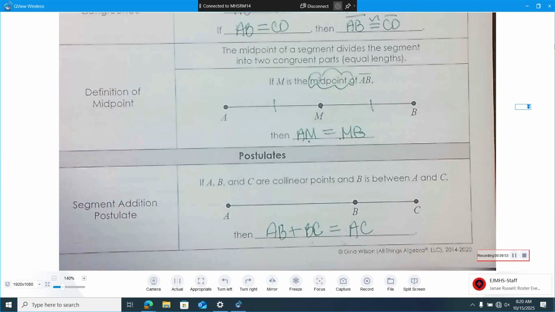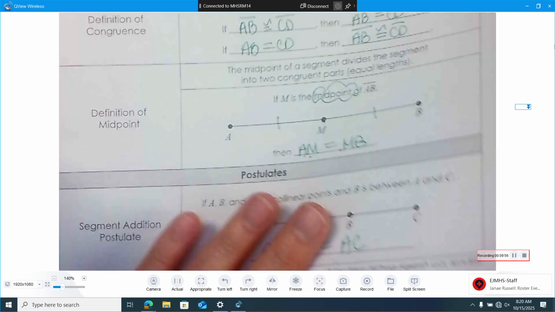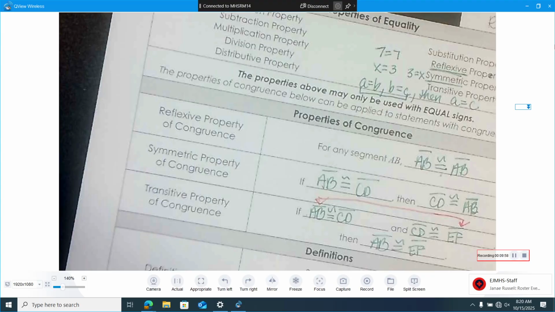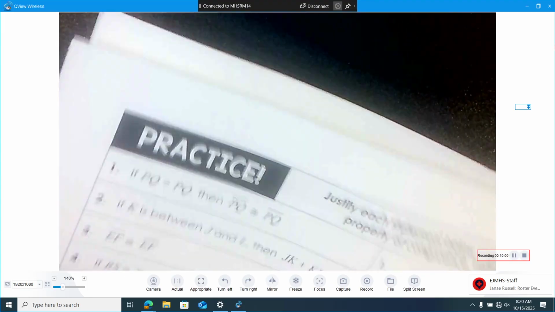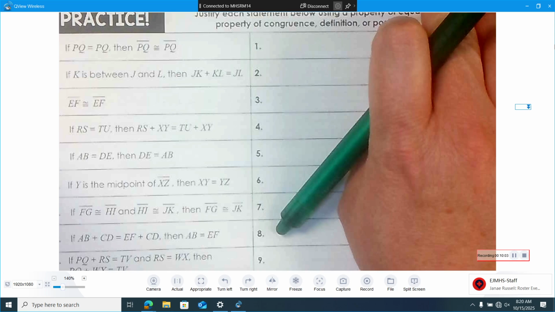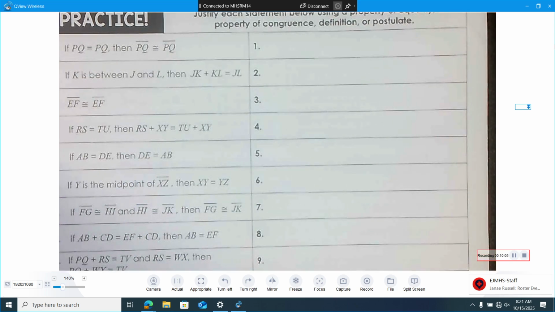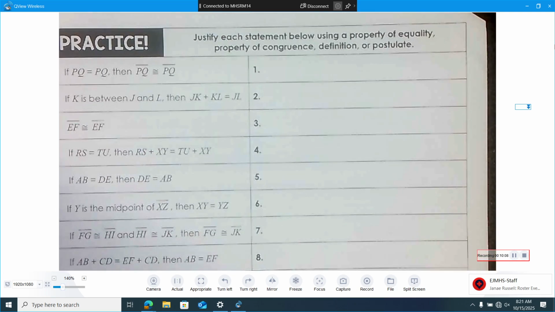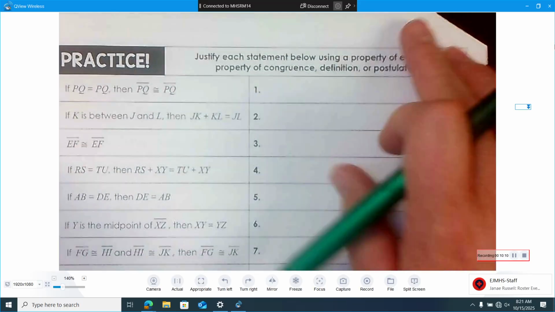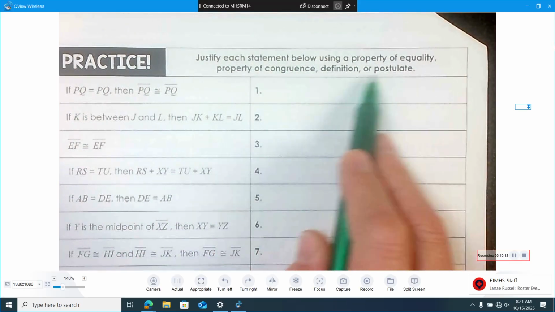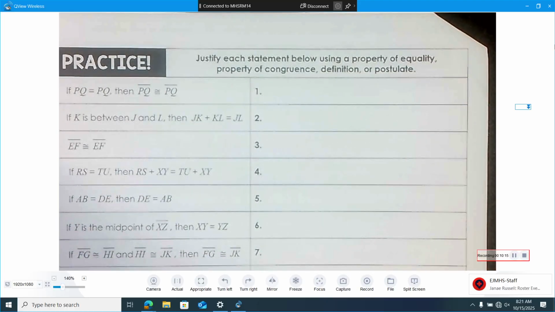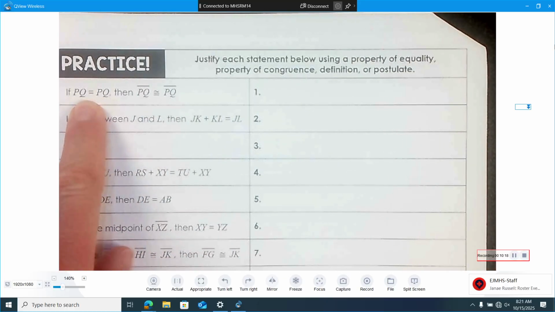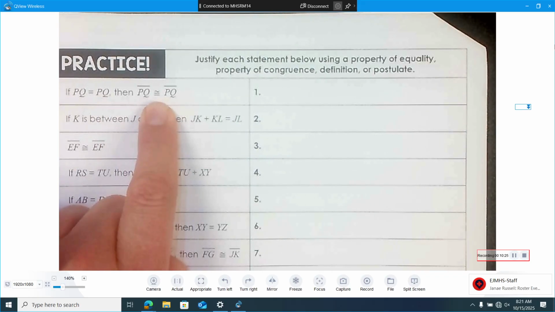All right, so these are all of our properties of congruence, definitions, and postulates today for segments specifically. Now we want to just get some practice in to see what is what here. Justify each statement below using a property of equality, property of congruence, a definition, or a postulate. Okay, I have a segment equal to a segment itself, really. That's funny. All right. So how come I can jump to they are congruent?